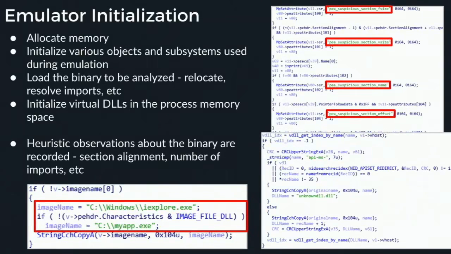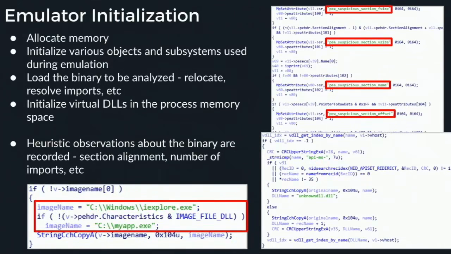The emulator needs to be initialized by, say, allocating memory for the emulation and initializing various objects and subsystems. This is all implemented in C++, so you have to emulate or build up various C++ objects. Then the binary to be analyzed has to be loaded, relocated, resolving imports, and so forth.